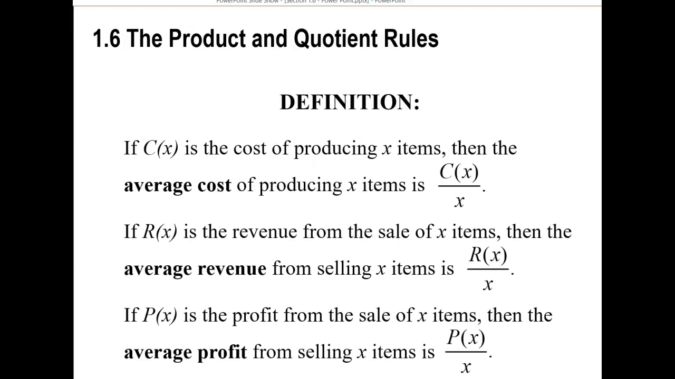All right, application. If capital C of x is the cost of producing x items, then the average cost of producing x items is the cost function divided by x. So average cost, divide the cost function by x. If capital R is the revenue from sale of x items, the average revenue of selling x items is capital R of x over x, so average revenue is the revenue function divided by x. And then likewise, if the profit is capital P, then average profit from selling x items is capital P divided by x. So finding average cost, average revenue, or average profit means take the function itself and divide it by x.